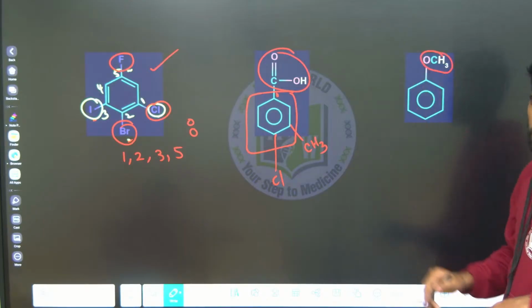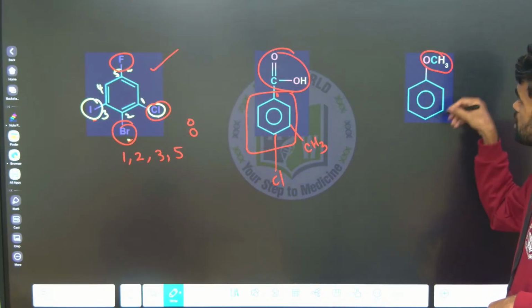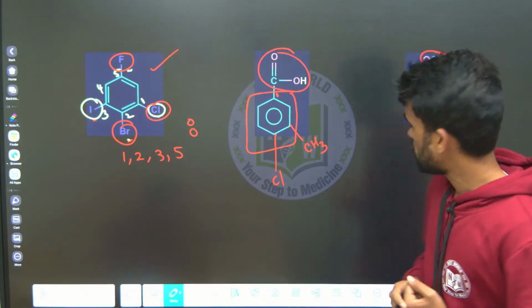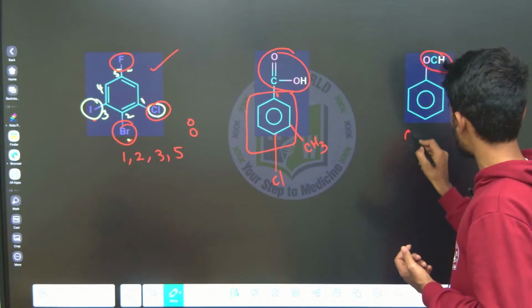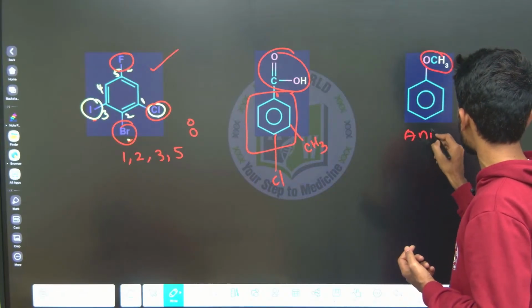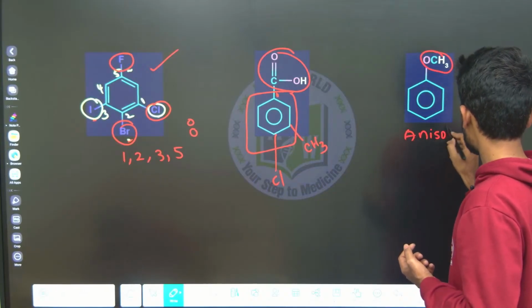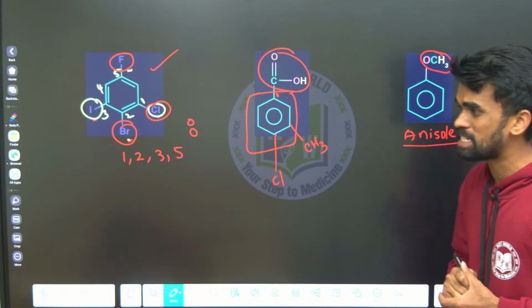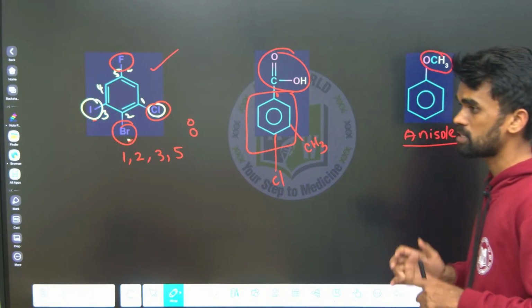A methoxy group is there. Whenever a methoxy group is on a benzene ring, you can say methoxybenzene first. One more name: the common name of this compound is anisole. What is the common name? Anisole. Methoxybenzene is considered anisole. You can remember this. Okay, right.